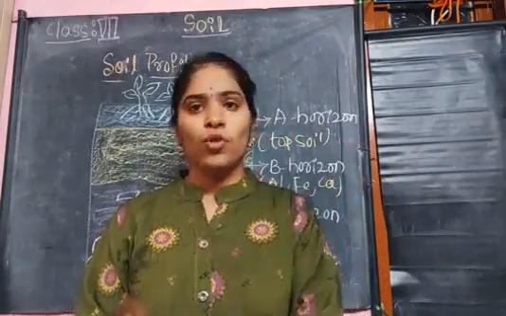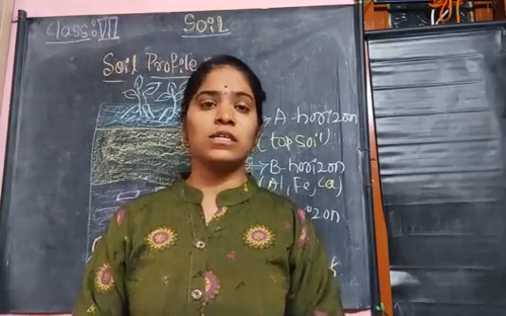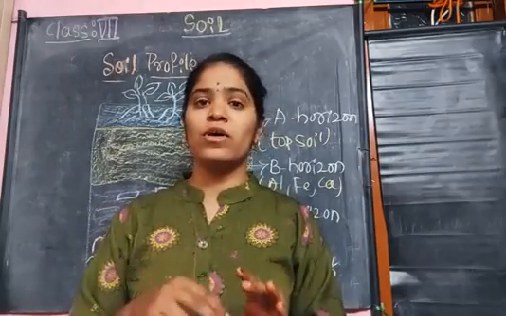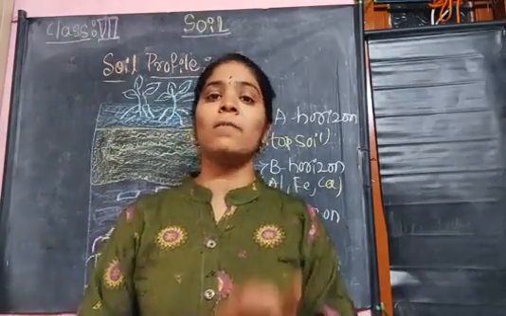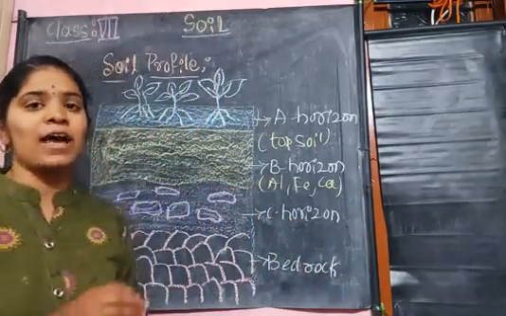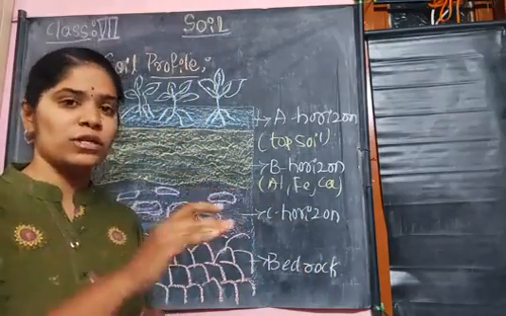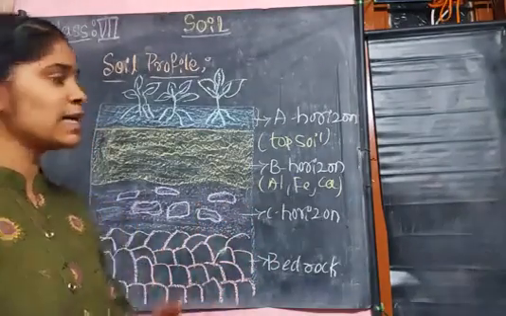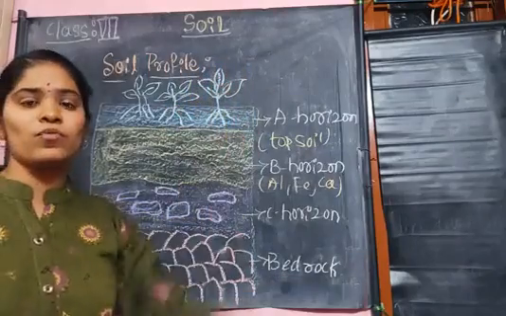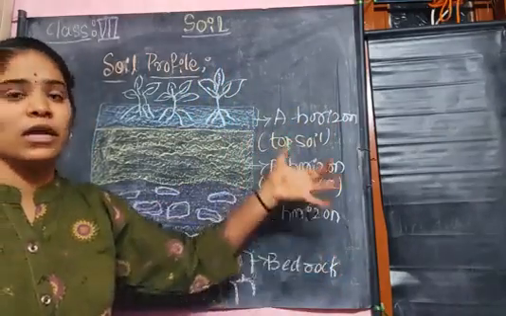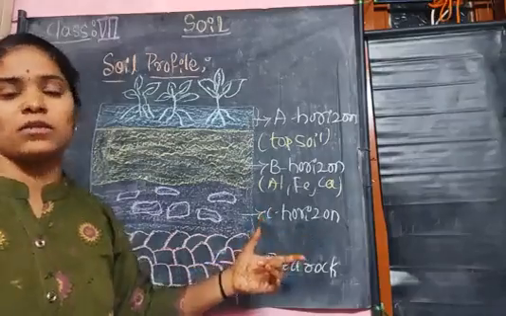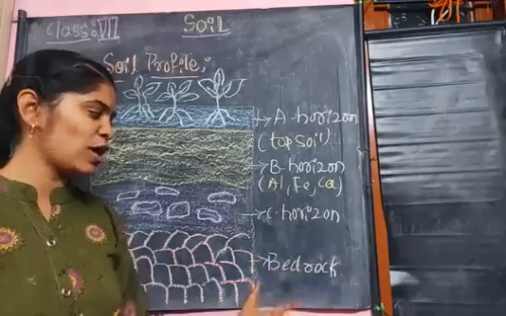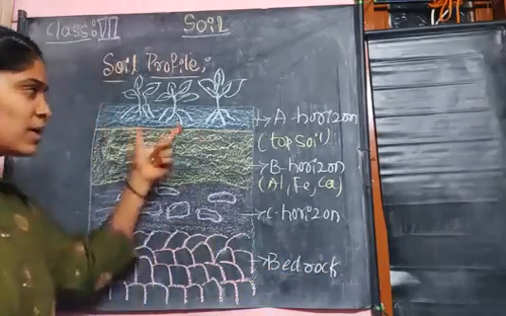Soil differs in texture, as I already told, and also in color, depth and chemical composition. That we call horizons, which I told in the previous class. In today's class we are going to study the soil profile in detail. In the soil profile we consider the horizons. There are mainly 4 types: A horizon, B horizon, C horizon and lastly the bedrock.